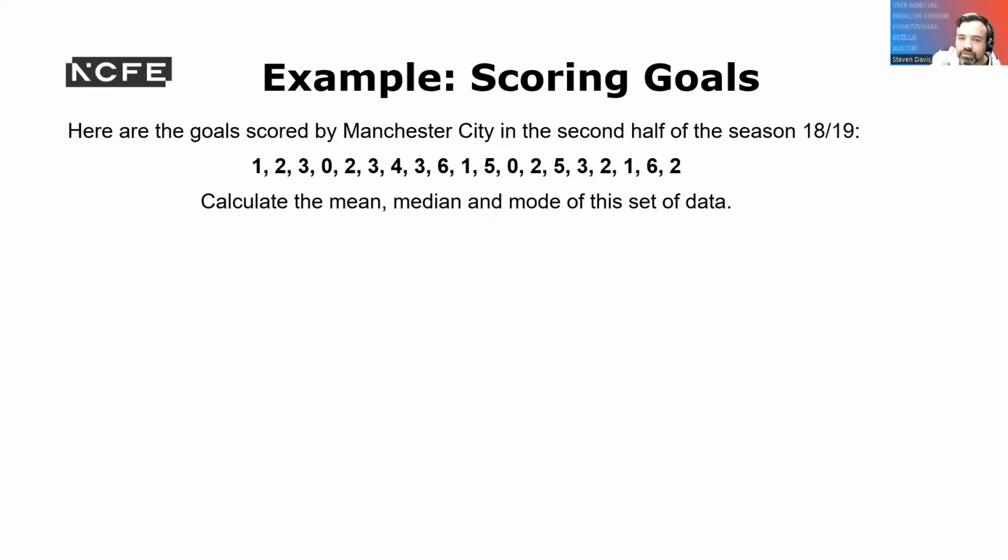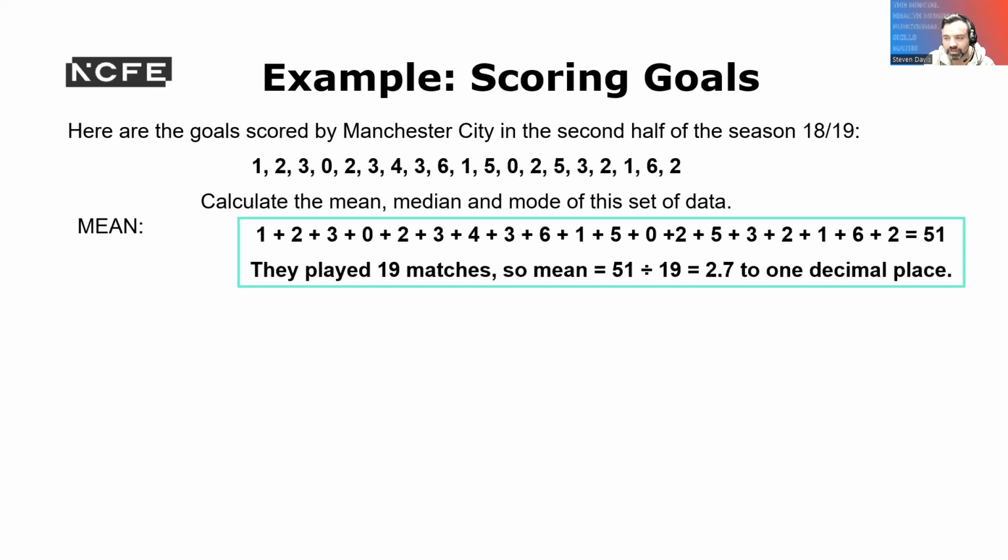So, an example of scoring goals. Here are the goals scored by Manchester City in the first half of the 2018-19 season. Calculate the mean, median, and mode. So here we've got 1, 2, 3, 4, 5, 6, 7, 8, 9, 10, 11, 12, 13, 14, 15, 16, 17, 18, 19 games that have been played. First of all, we need to add those all up, divide that by the total, and that will give us the mean.